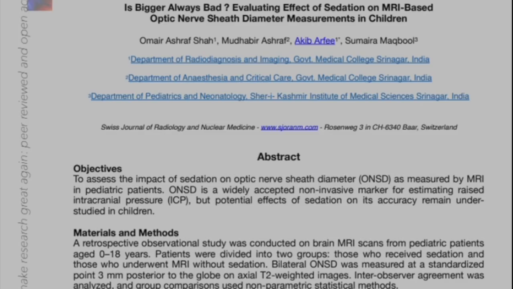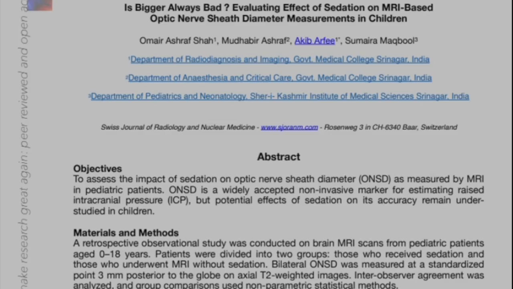Abstract. Objectives. To assess the impact of sedation on optic nerve sheath diameter, ONSD, as measured by MRI in pediatric patients. ONSD is a widely accepted non-invasive marker for estimating raised intracranial pressure, ICP, but potential effects of sedation on its accuracy remain understudied in children.